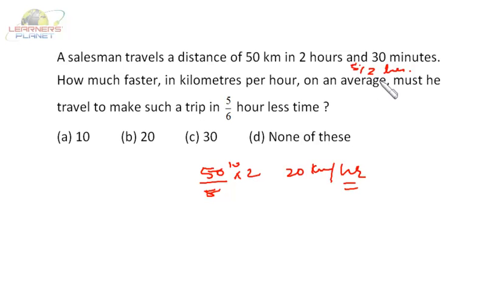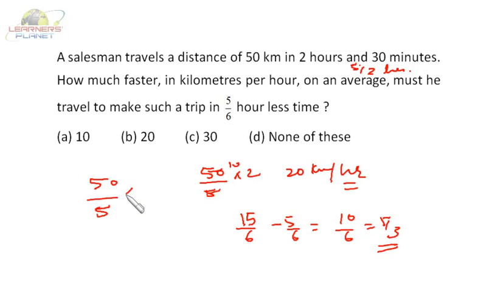Okay. As of now, he is taking 5 by 2 hours to complete that particular distance, and now he wishes to take 5 by 6 hours less. So the difference is 5 by 2, that is 15 by 6, minus 5 by 6, that is 10 by 6, or we can say 5 by 3. Now he wishes to cover this particular distance in 5 by 3 hours. Okay. Now what should be speed? It is 50 by 5 by 3. That means his speed must be 30 km per hour. Earlier his speed was 20 km per hour. Now his speed is 30 km per hour. That means he should increase his speed by 10 km per hour.